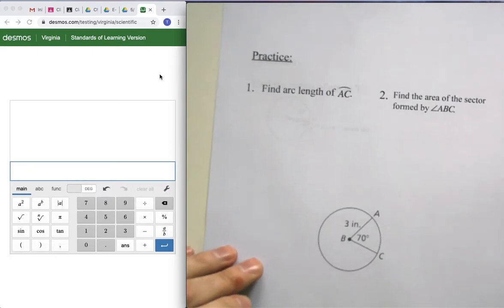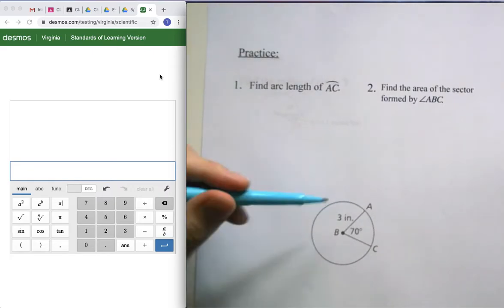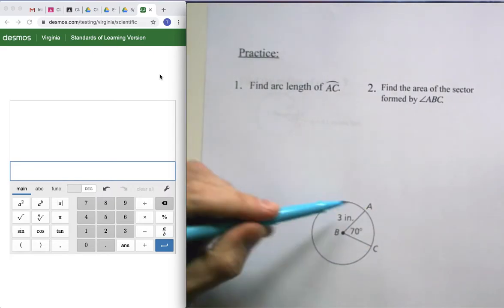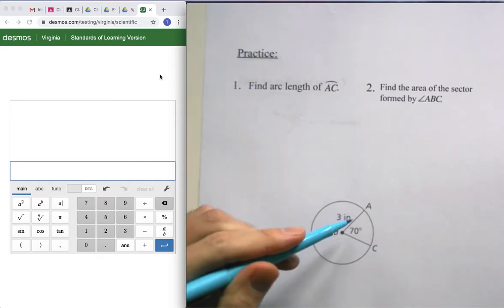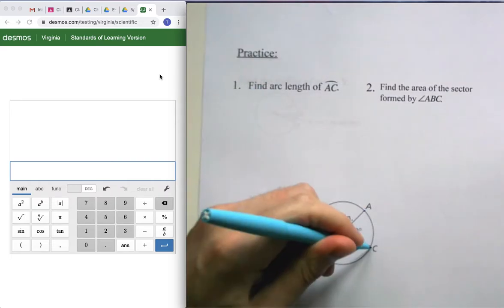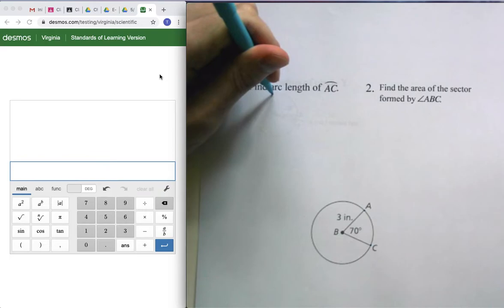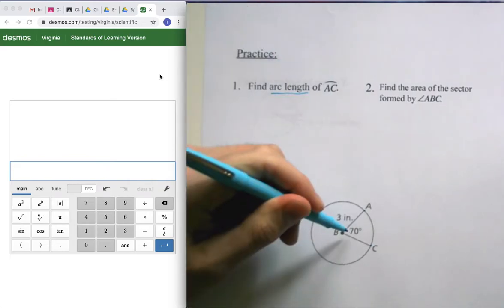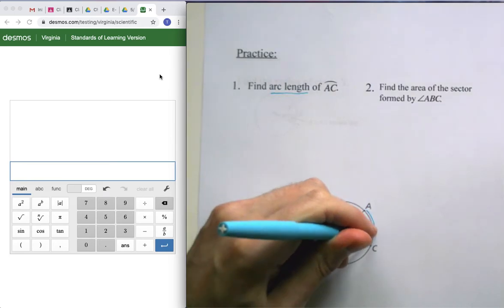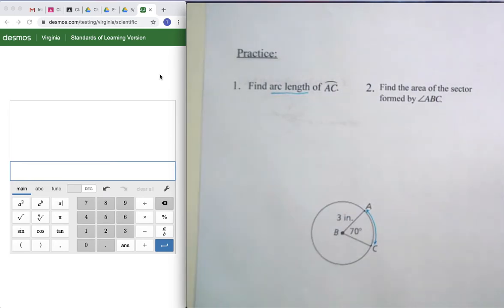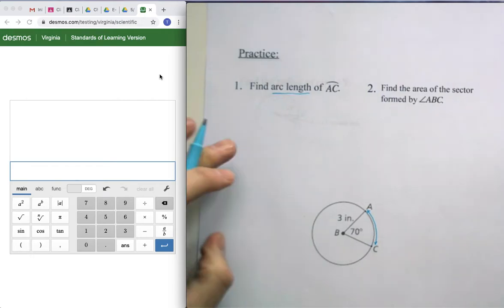Okay, so the first one, both of them are going to deal with this drawing down here, the two examples we're doing. The first one says find the arc length of AC. Okay, let's find where that is on the drawing. Here's A, here's C. Now this says arc length. It doesn't say sector area. We don't want to color this in. Arc length is the distance from A to C. Okay, you want to find that arc length.